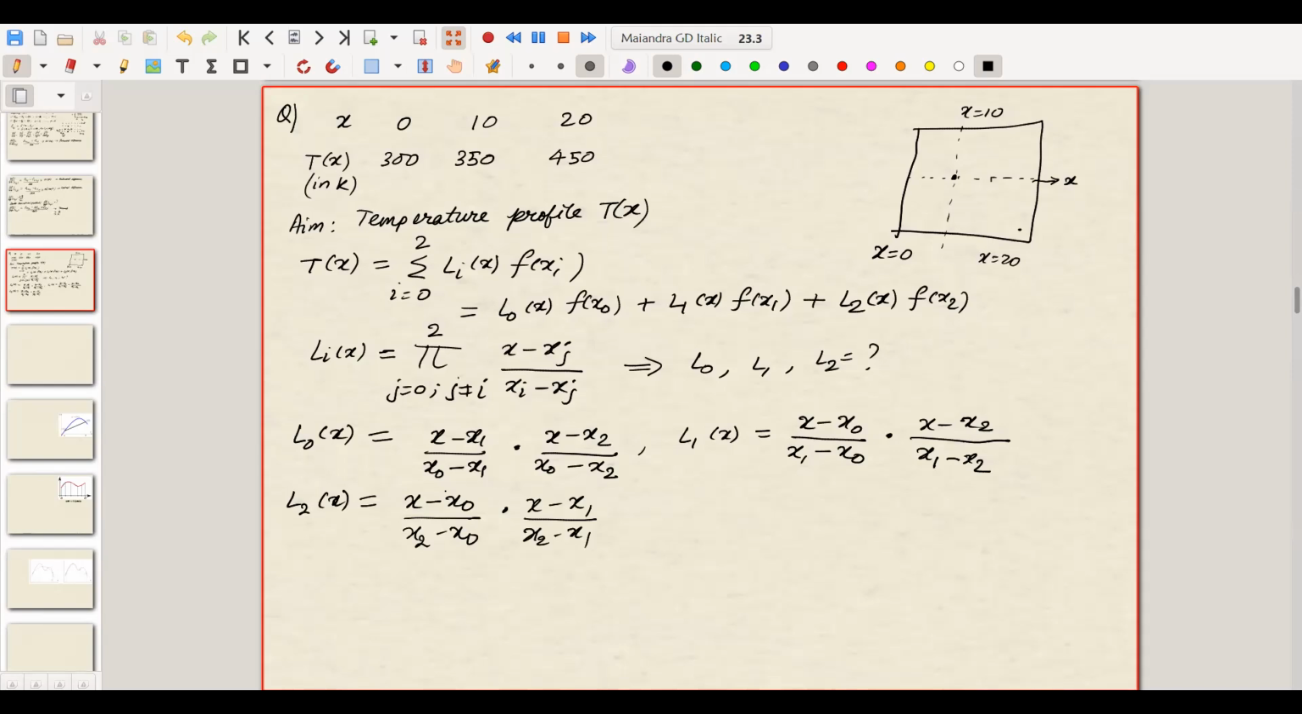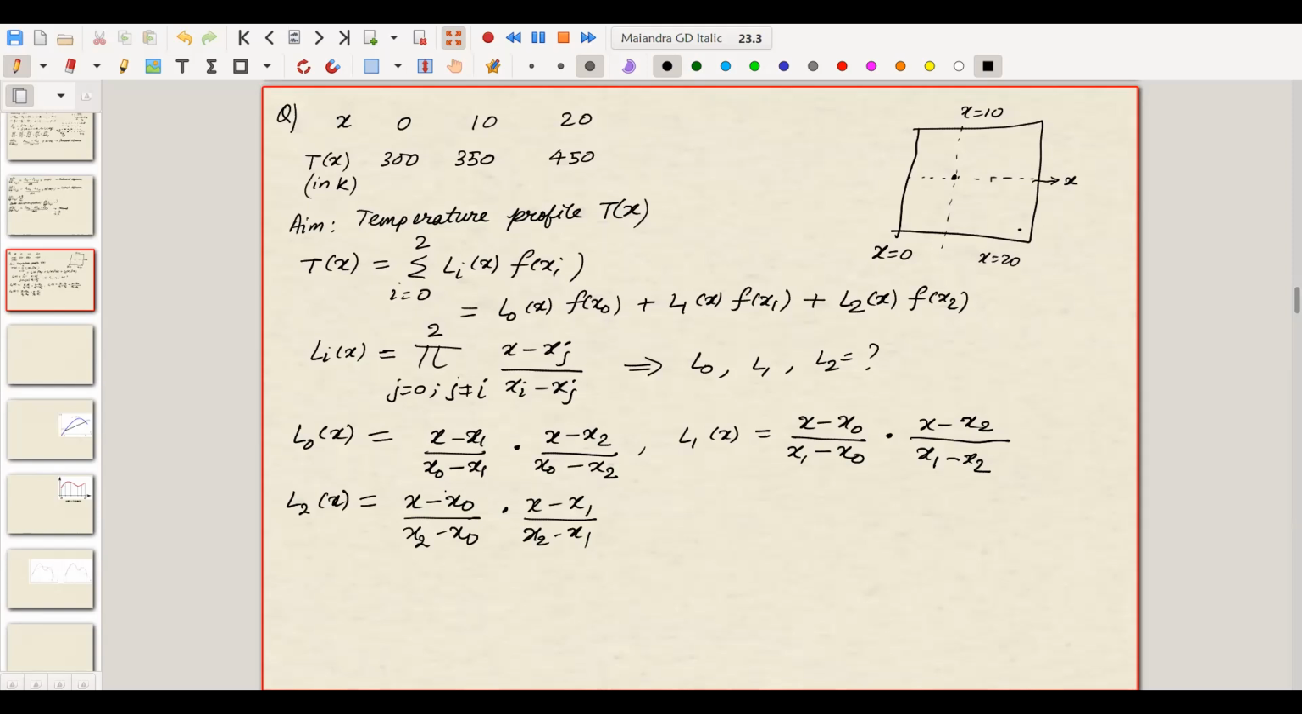So now there is an important observation to make. Just by calculating this, we are not doing just calculation, but making an important deduction physically. So observe that these Li's, they don't depend on temperature. They only depend on the position x. Do they depend on temperature? No, they depend on x. x is the position. So this is one of the important points. Whatever Lagrange polynomial you take, it won't affect.